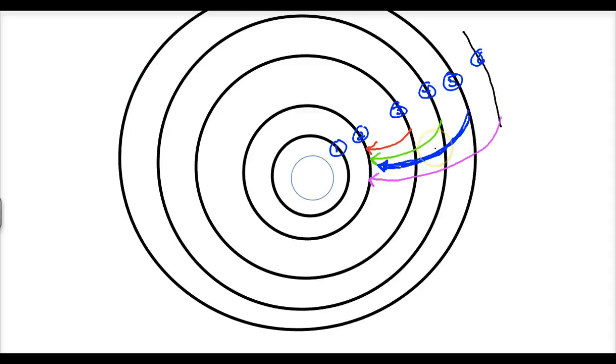The longer the leap, the greater the energy. How do I get here? Energy had to be absorbed. I guess this is the nucleus. All right, hope that helped.